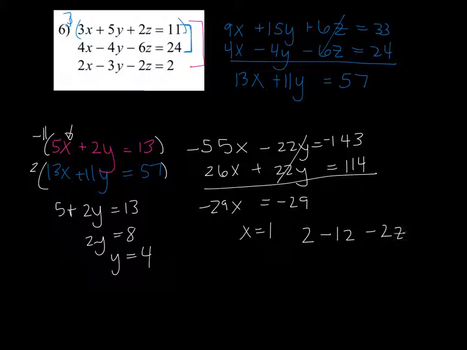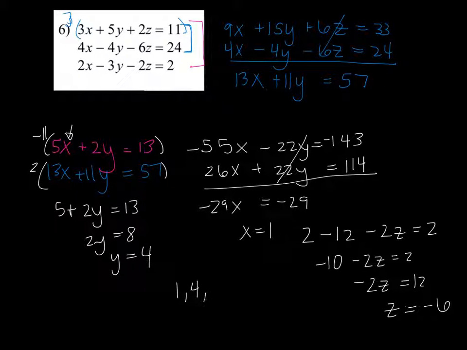Minus 2z equals 2. Add up our like terms. Add 10. Divide by negative 2. So we have 1, 4, negative 6. There's our ordered triple. And once again, you can plug that in and just make sure that that answer is correct.